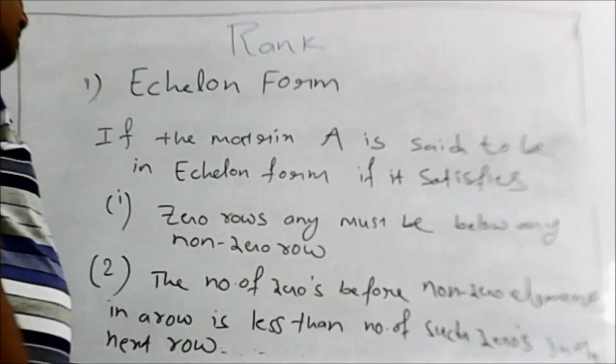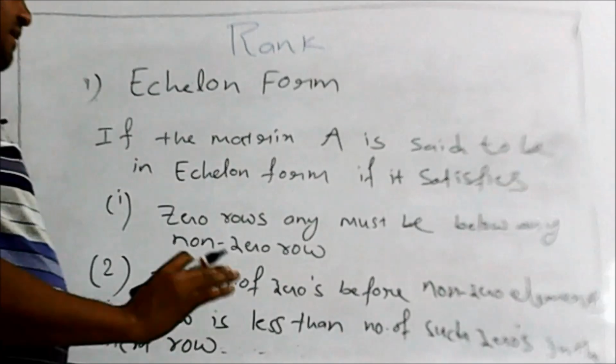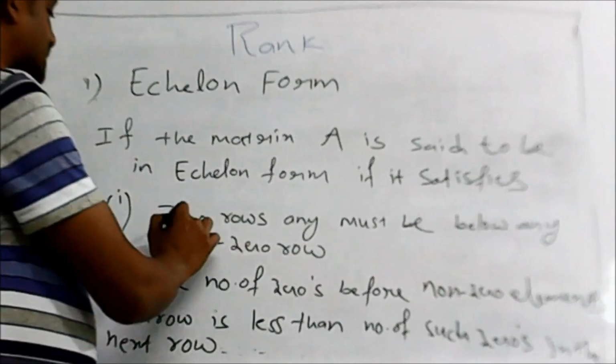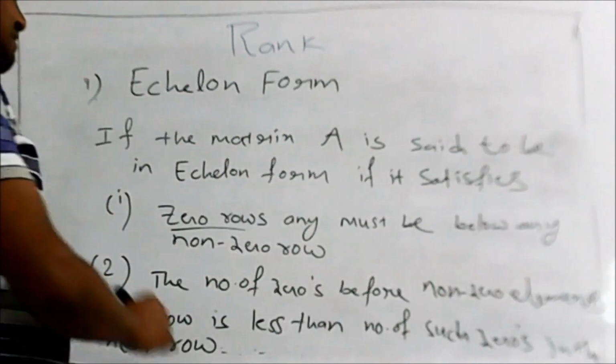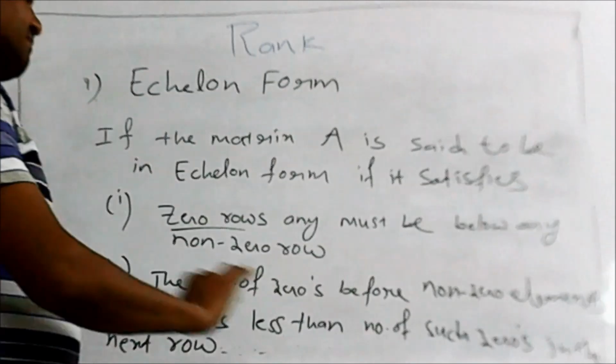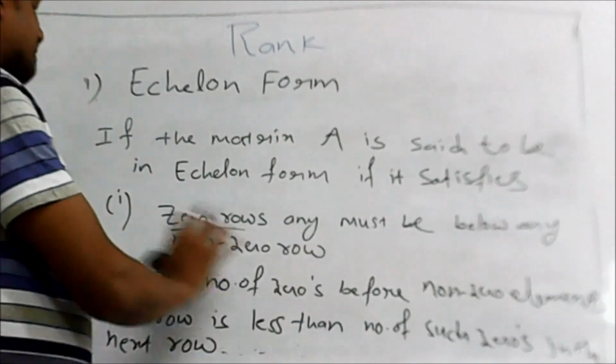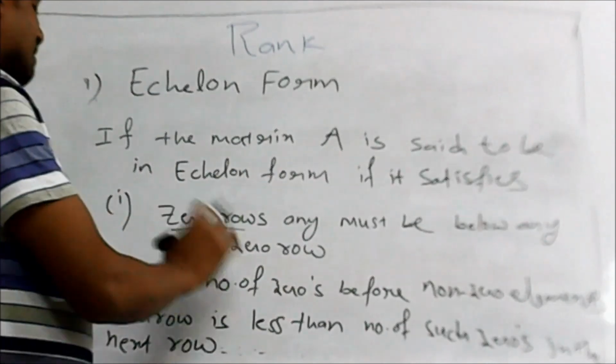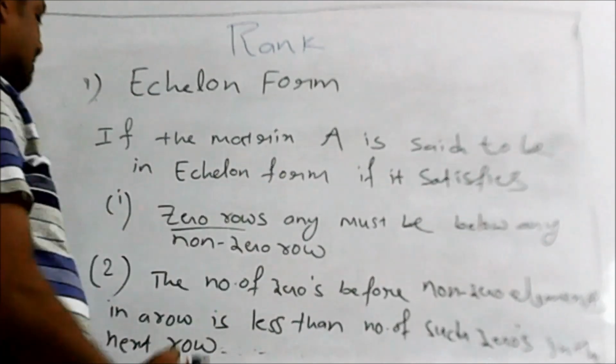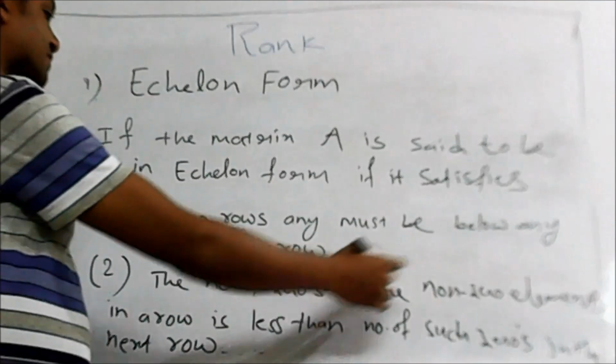Through examples, you can easily understand. There are two properties. One is about zero rows. A zero row means that the row contains all elements as zeros. That must be in the last. You can simply remember that zero rows, if any, are in the last. The second thing is about non-zero rows: the number of zeros before non-zero elements.